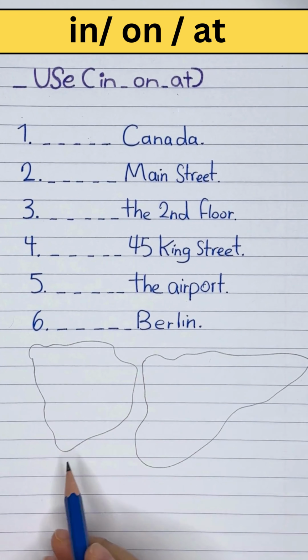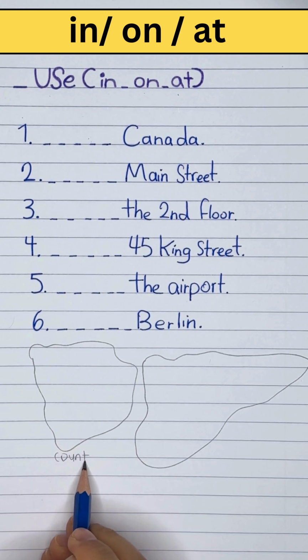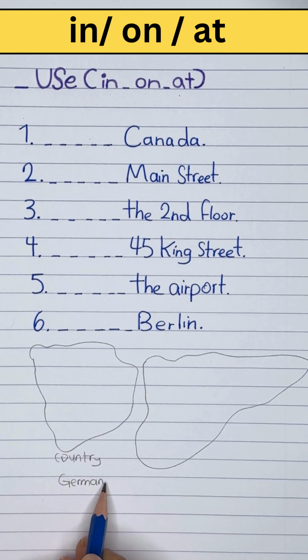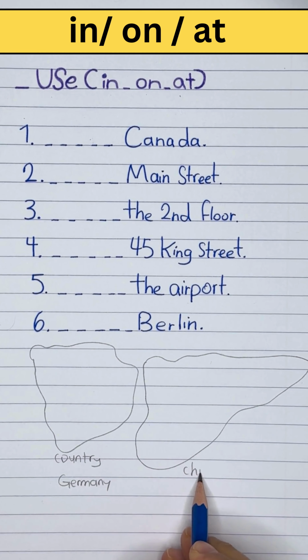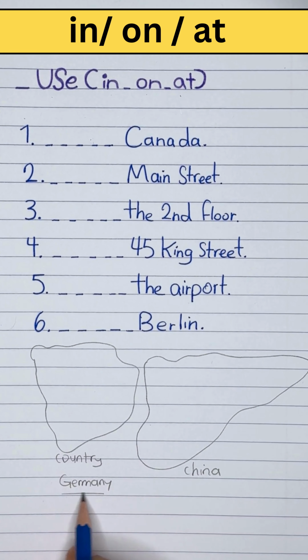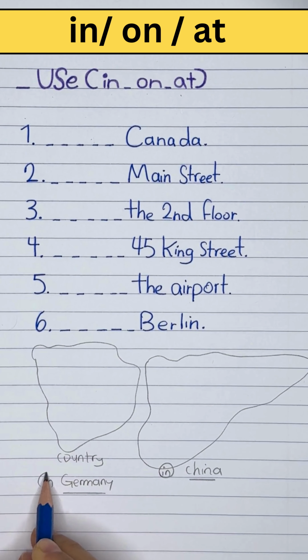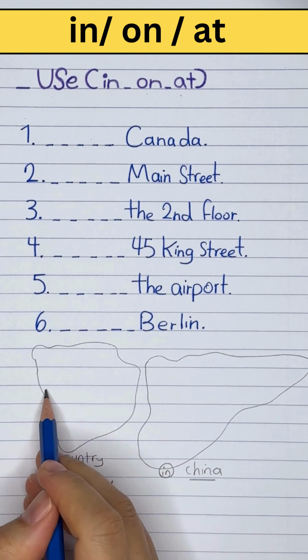Let's name them. For instance, here we have a country which is Germany. And also we have, for instance, China. You always have to remember with the names of countries, we must use the preposition in: in Germany, in China.